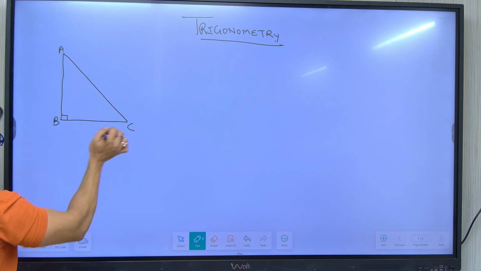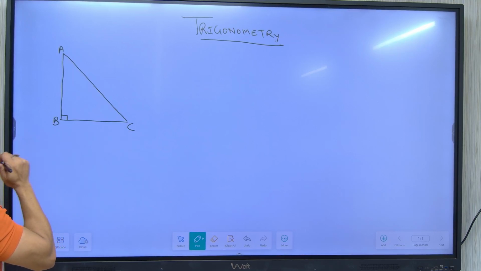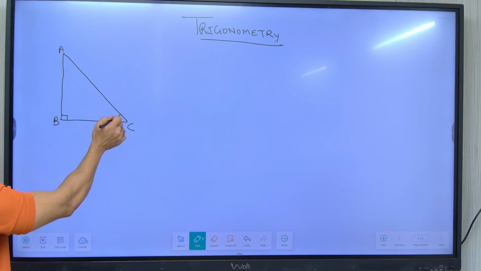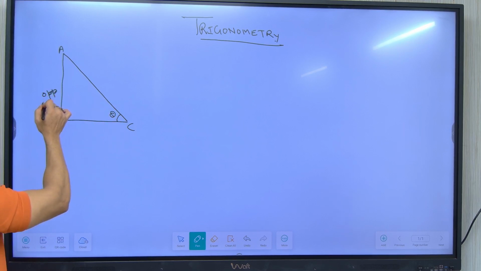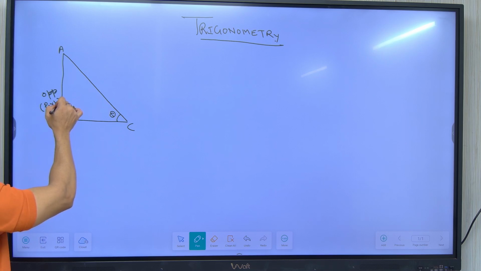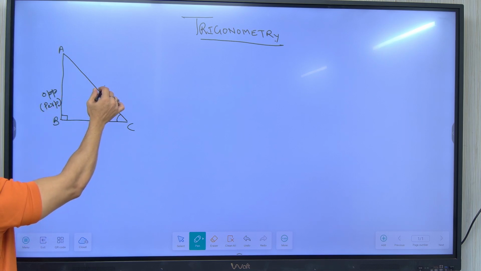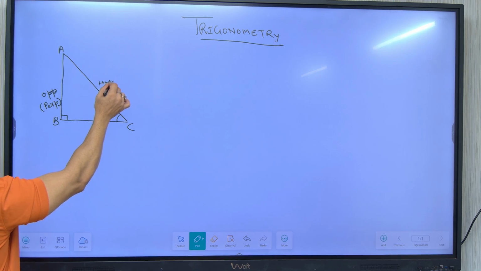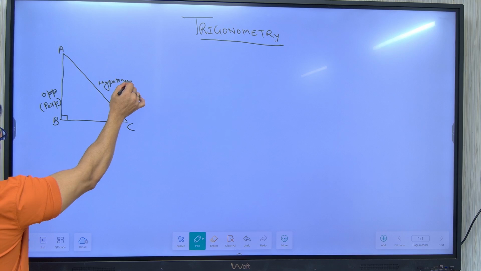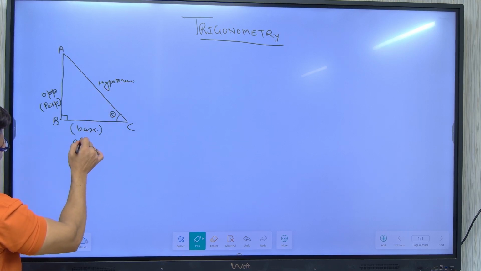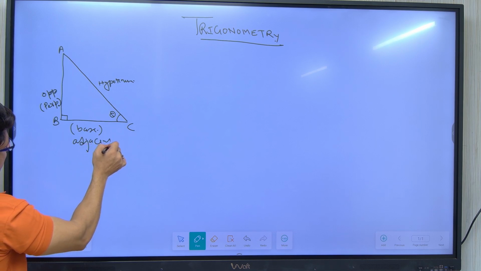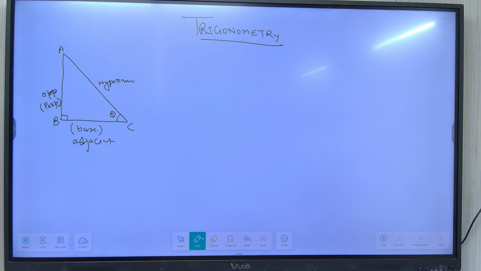Now let's say ABC is a triangle, right angle triangle, and if I take this angle as theta or angle C only, this is called opposite, also called perpendicular, and this is called hypotenuse. And this is called base, also called adjacent, right? 3 sides are there. The hypotenuse will remain the same.